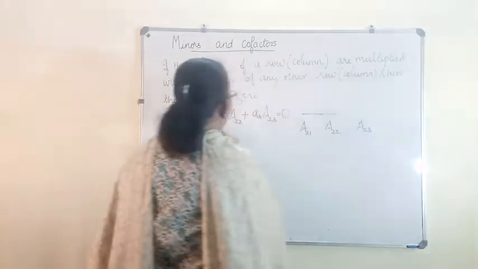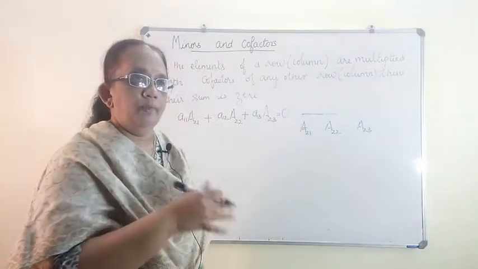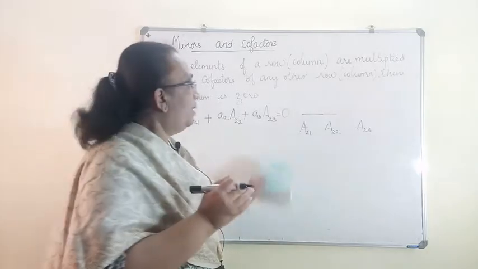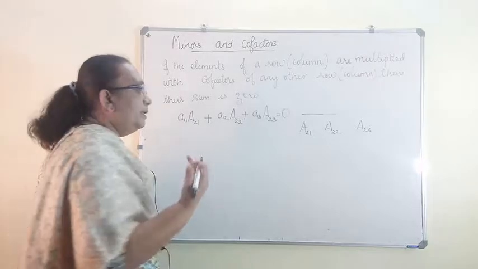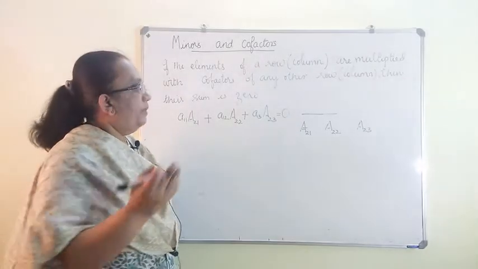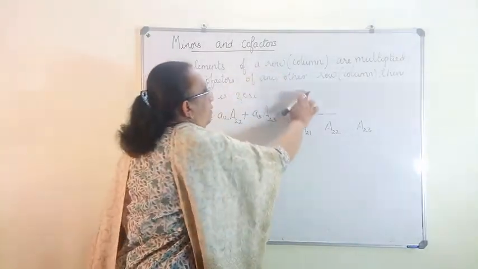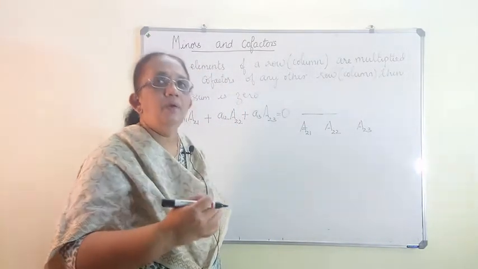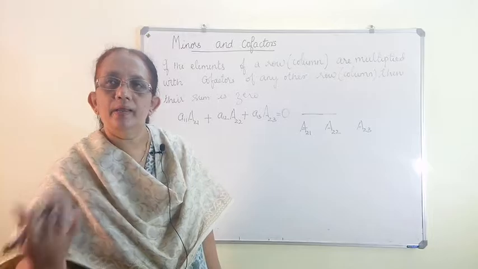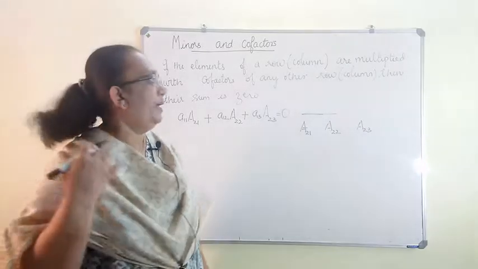Second row. But the elements are taken from the first row. Elements are taken from the first row, but the cofactors are taken from the second row. Okay. Third row can also be taken. But when you take a row, the cofactors should be of that row. If you take a column, the cofactors of the corresponding column should be taken.